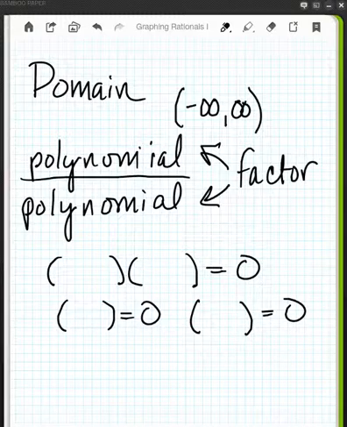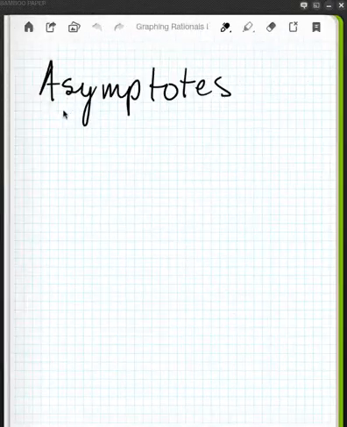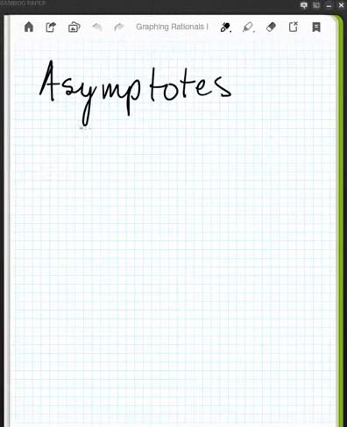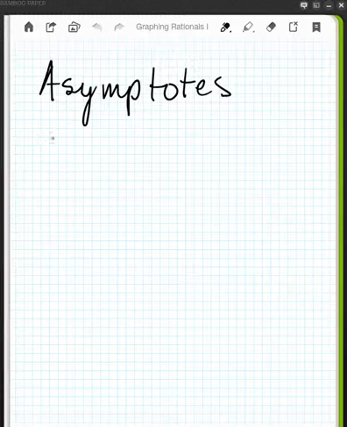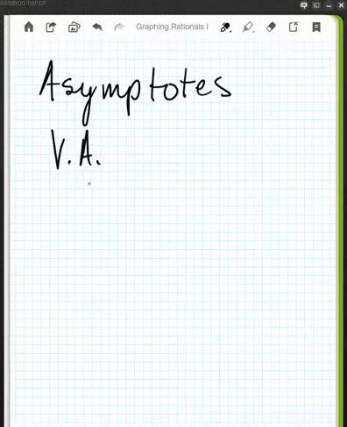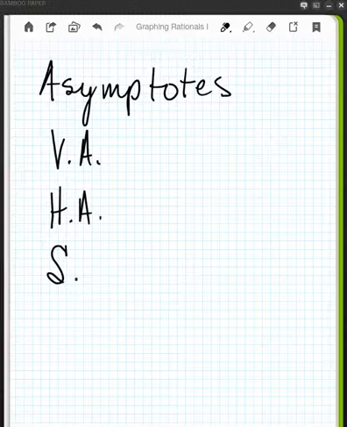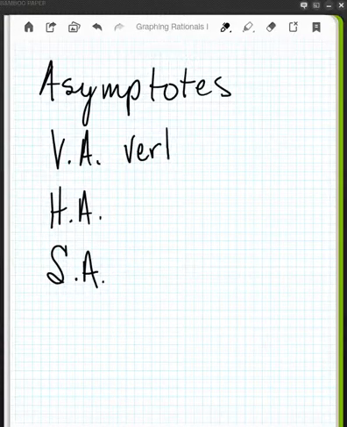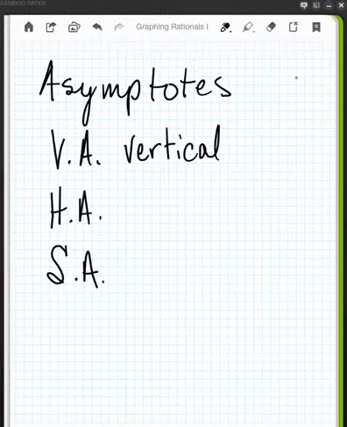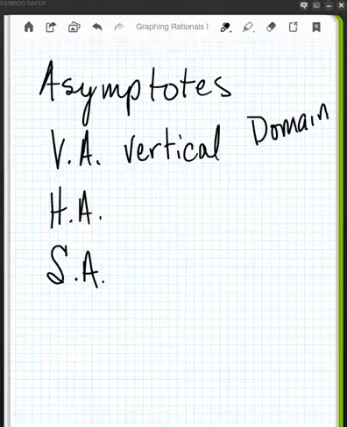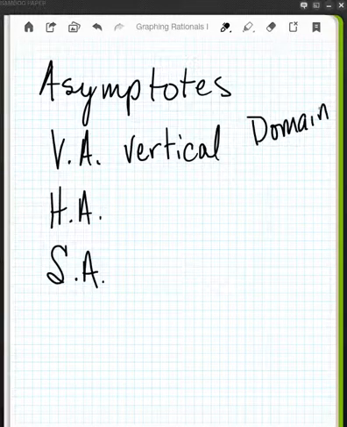The next basic thing we're going to talk about are asymptotes, and there are 3 types of asymptotes. And these are the abbreviations you can use for them: VA, HA, and SA. This first one, these are the vertical asymptotes, and they are actually determined by the domain. So when we find the restrictions on the domain, we are also finding the vertical asymptotes.